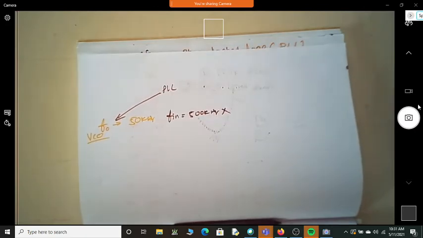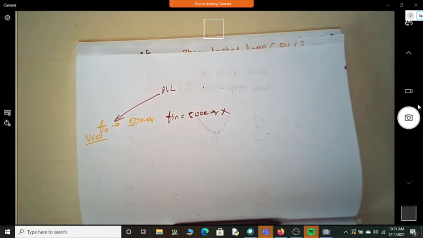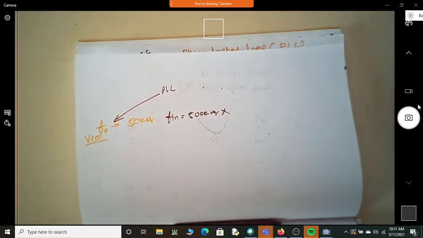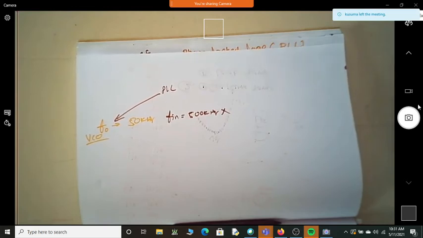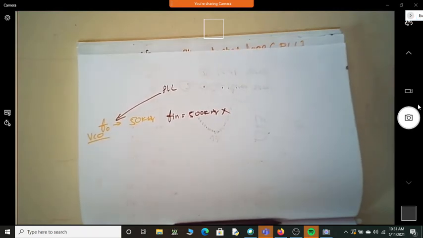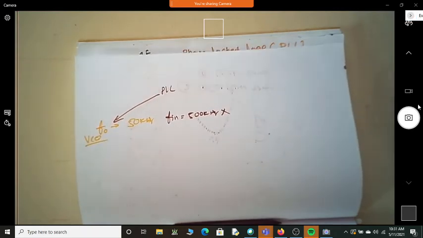But in case of FM, it's a bit difficult. Why? The amplitude is constant. You now need to keep track of the frequency of the carrier signal. Can you see that this PLL is useful in tracking the change in the frequency so that you can get the error signal? That error signal is equal to your message signal. So one of the major advantages of PLL is demodulation of an FM signal.